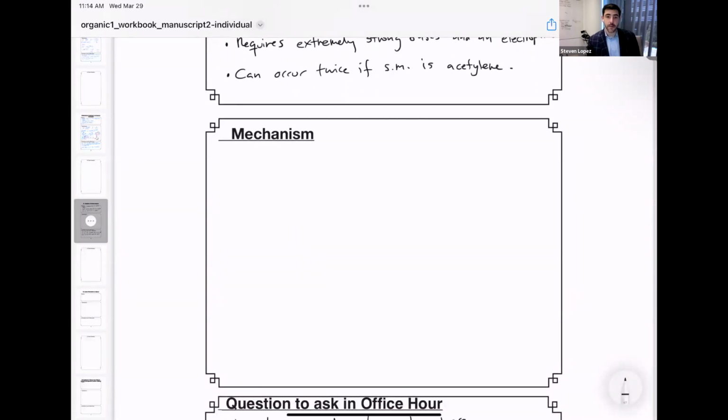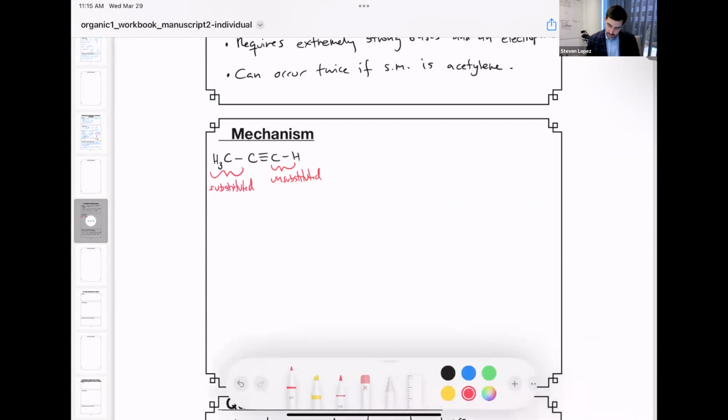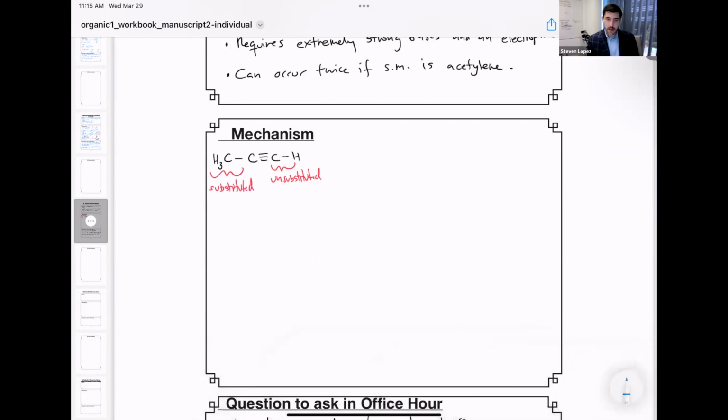If we look at an example of a terminal alkyne, this means we have one end of the alkyne that's unsubstituted and one side that is substituted. Since we're talking about requiring a strong base, the base's role is to deprotonate the relatively acidic hydrogen. The pKa of this hydrogen is about 20, which is equivalent to that of acetone.